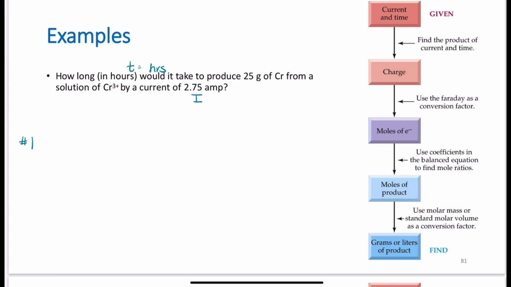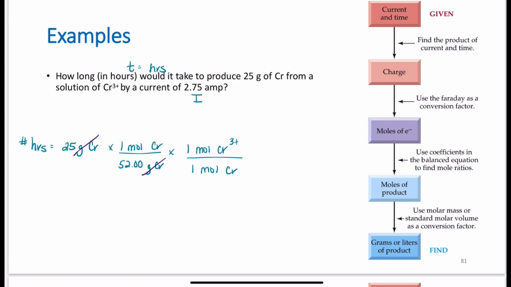So let's do it all in one fell swoop. Number of hours. I want 25 grams of chromium. 1 mole of chromium weighs 52 grams. Again, I don't do it in here, but you are more than welcome to say 1 mole of Cr3+ to 1 mole of Cr. It's more correct because you're seeing everything cancel out properly that way. I do know that 3 moles of electrons are transferred for every 1 mole of chromium 3+ reduced.